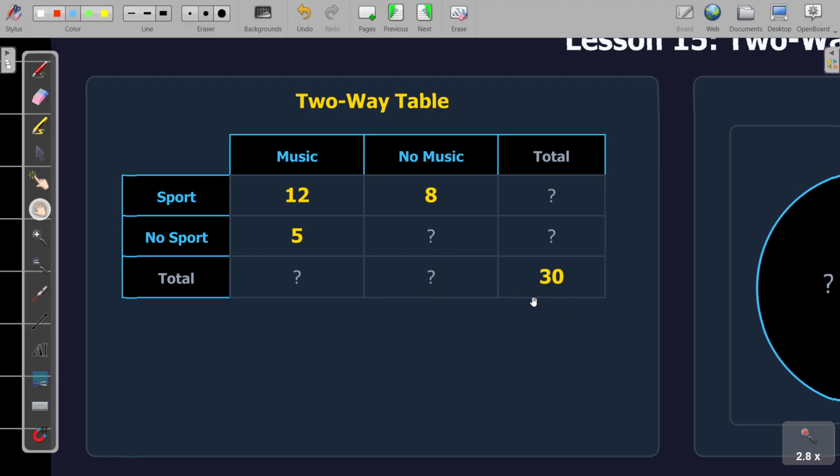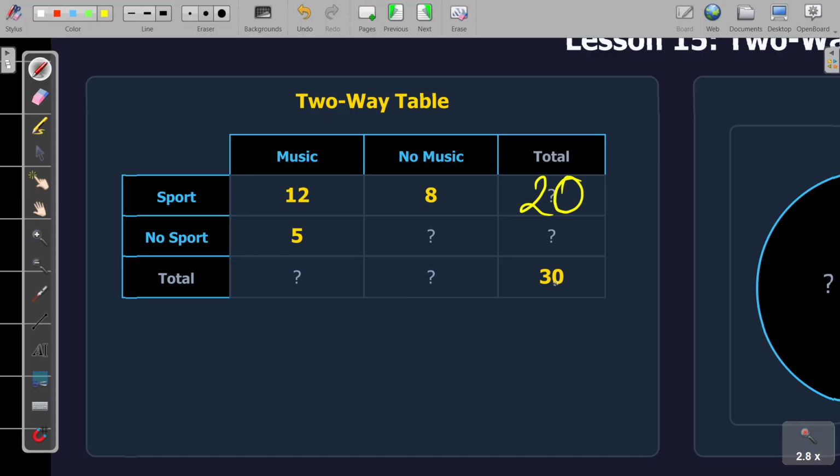The totals must balance: every row must add up to its total, and every column must add up to its total as well. In the sport row, we have 12 that play music and 8 who don't. We need to add them to get the total. 12 plus 8 is 20, so the total for that row is 20. I'll write this in yellow. 20.